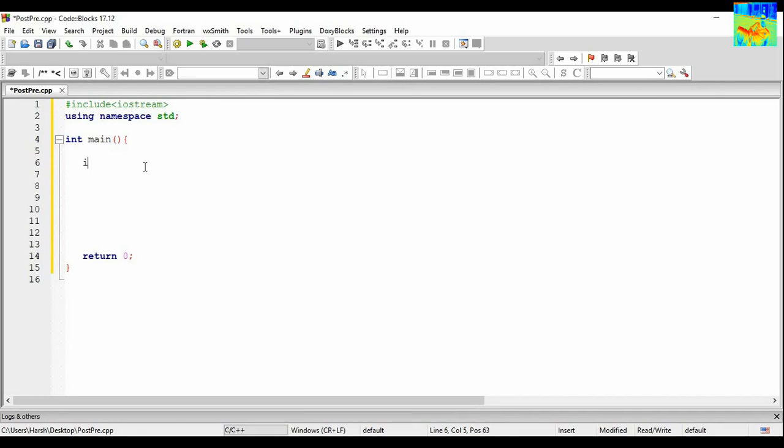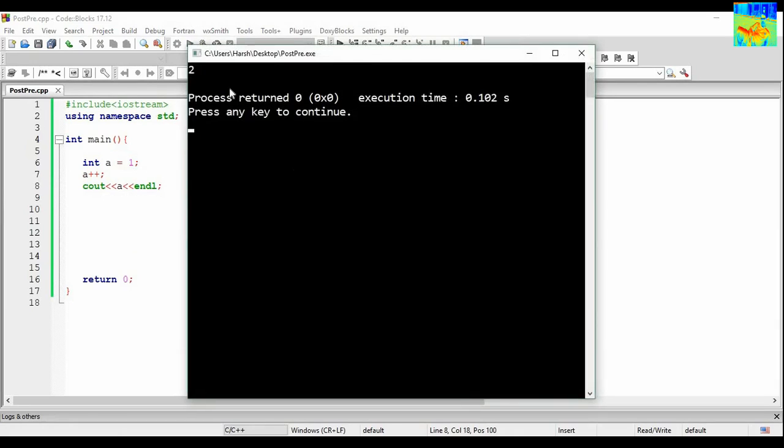So, suppose I am having int a equals 1. So, a is a variable and the value of that variable is initialized to 1. Now, I am writing increment the value of a by 1. Okay. And now I am printing the value of a. So what should be my output? Output should be 2. So 2 is getting printed, no doubt.